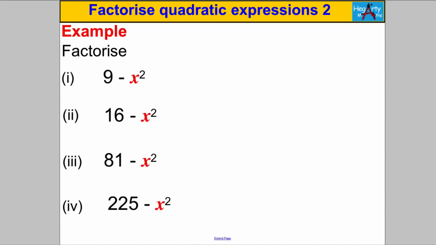Next set, pause the video, have a go at these. Well, I've just swapped the role of x and the number, but it's exactly the same format here. This is just 3 squared subtract x squared. A difference of 2 squares, 3 all squared, take away x all squared. So this must factorise to 3 subtract x, 3 add x. Simple as that. Next one, this is 4 squared subtract x squared. So therefore this must be 4 subtract x, 4 add x.